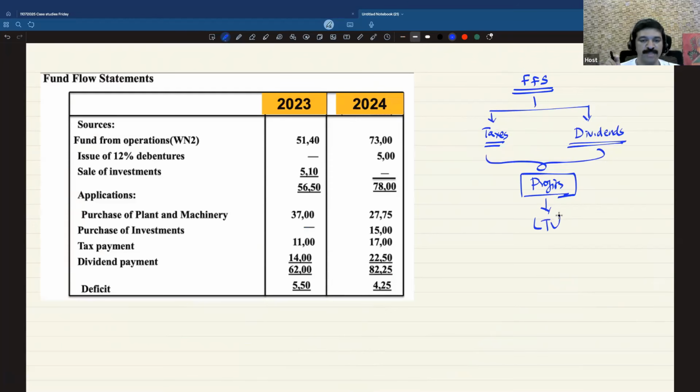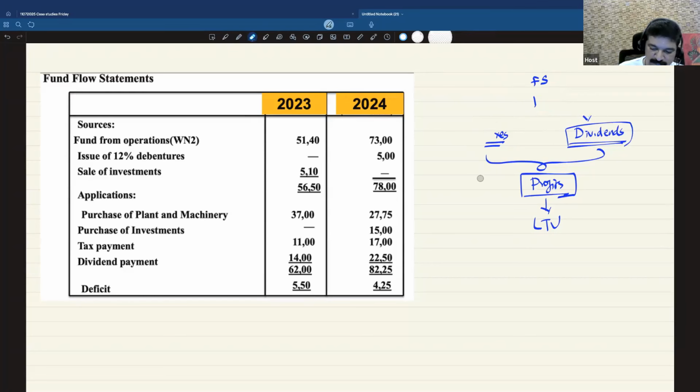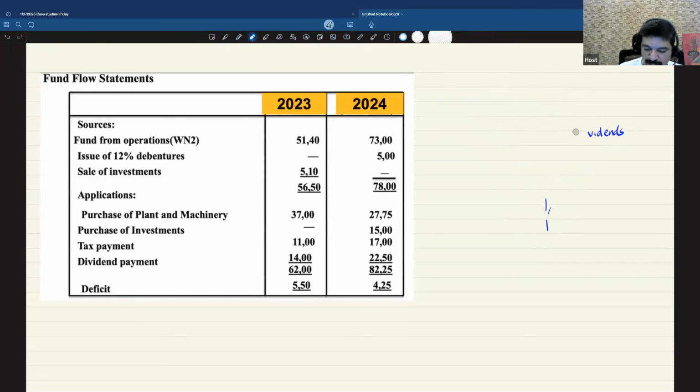Is that logic okay? We all agreed profit retained is a long-term source because it is payable to the owners. So we call it a long-term source. So any usage of the profit, let's say in the form of taxes, in the form of dividend, should be construed as long-term use for the limited purpose of fund flow statement. Now with this understanding, let's try to solve this particular case.